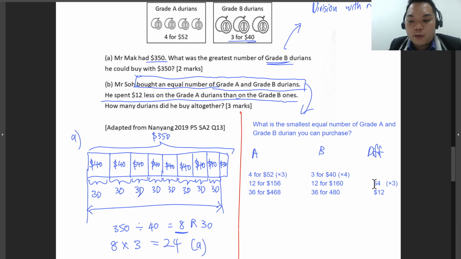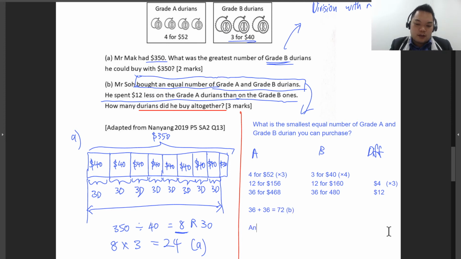Okay, very popular question type. So the total number of durians that he bought all together would have to be 36 plus 36, or 36 times 2 to give you 72. Okay, so the answer here for A will be 24, the answer for B will be 72.